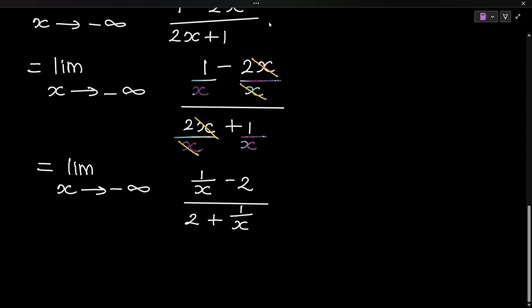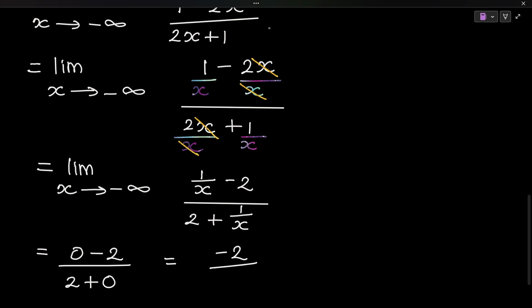At this point, we can make use of the limit, so we're going to substitute negative infinity. 1 over negative infinity is 0. Again, 1 over negative infinity is 0. Simplifying the numerator, we have negative 2. In the denominator, we have positive 2. And negative 2 divided by positive 2 is negative 1. That is the final answer for this question.